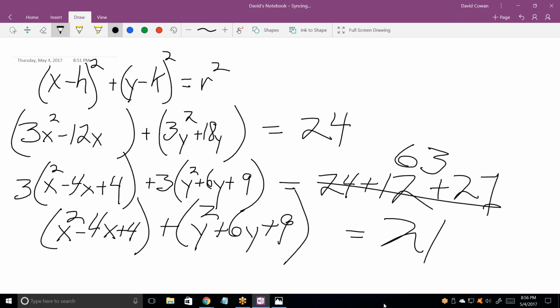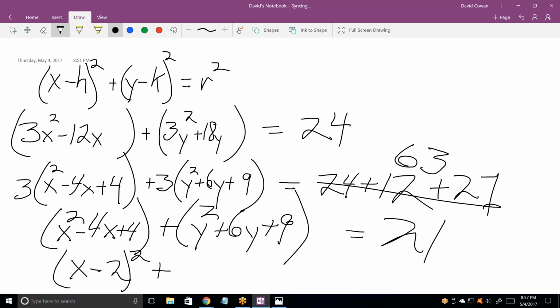Okay? Now we're really close to the format. So all I got to do is figure out how to write this x thing in terms of an x minus h. Well, what is it? X minus 4. No, it's got to be x minus 2. It's whatever you got when you took half of that coefficient. Always. That's what it is.